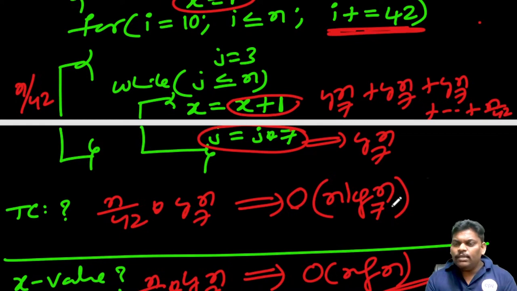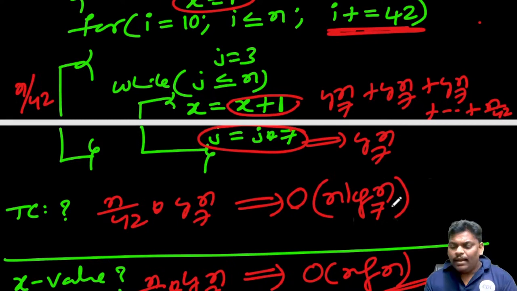Yeah, then see, if i into 42, then the outer loop is log n and the inner loop is also log n. So it is log n into log n, which is log squared n. Not log n, log squared n. Outer loop log n, inner loop log n. In the place of j equal to j power 7, then log n.